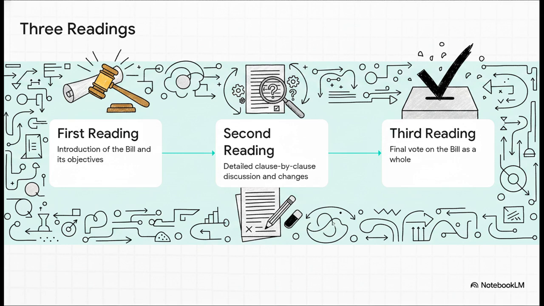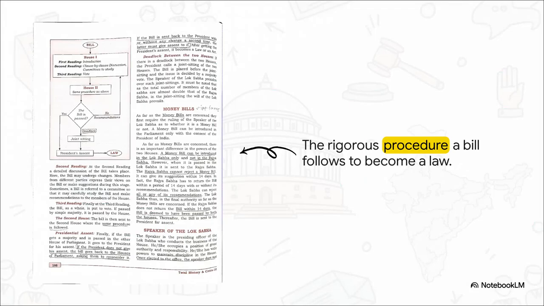Then comes Step 2, the second reading, and this is the heavy lifting. We're talking a meticulous, clause-by-clause teardown where major changes and amendments happen. Finally, it hits the third reading, the ultimate, final yes or no vote on the bill as a whole. But surviving the Lok Sabha isn't the end of the road.